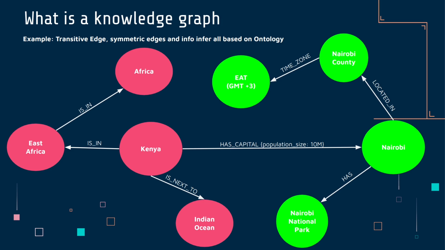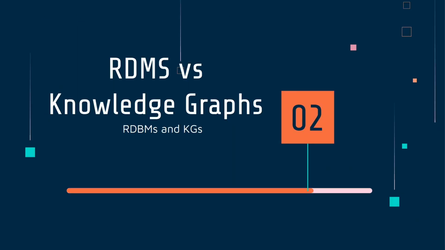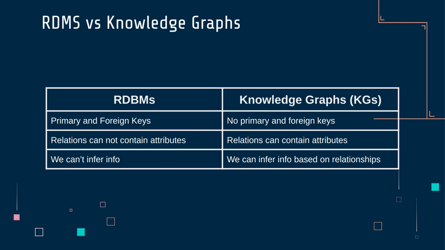That's ontology. So ontologies are also part of knowledge graphs. Okay, so now let's look at the relation between a relational database management system and a knowledge graph. They all are databases and they all store data. So what's the relation between them? In a traditional relational database management system, such as Postgres, we have tables. In a knowledge graph, we don't have tables. Instead, we have nodes and edges.